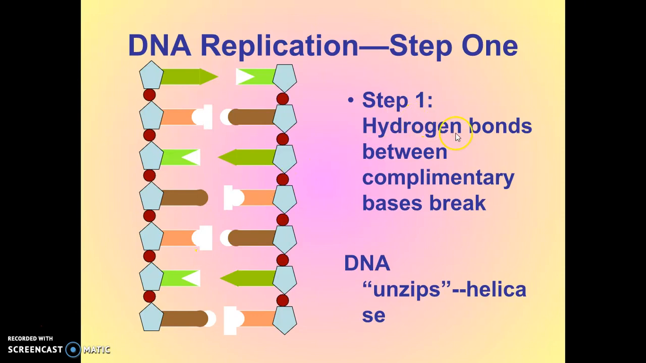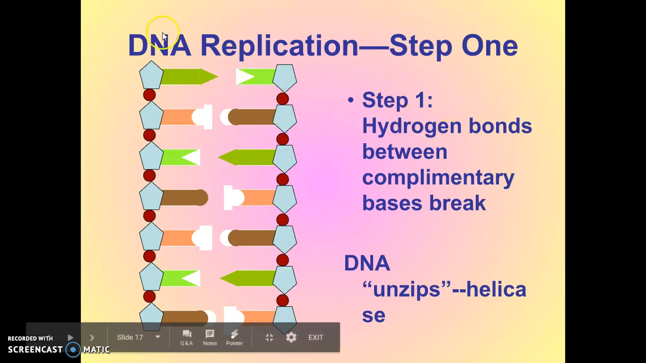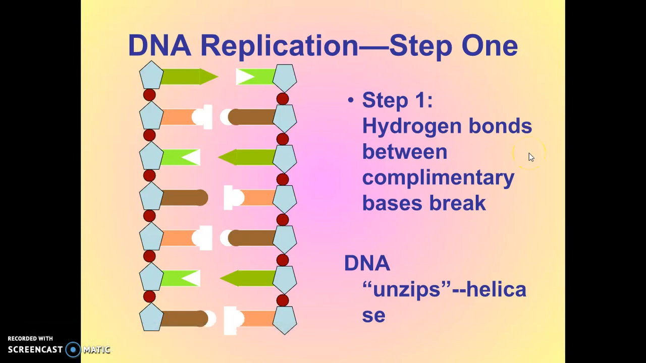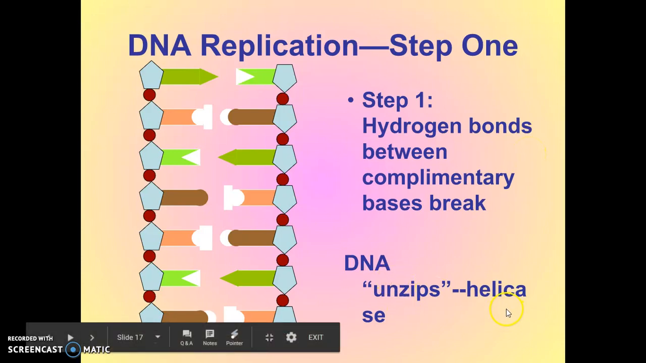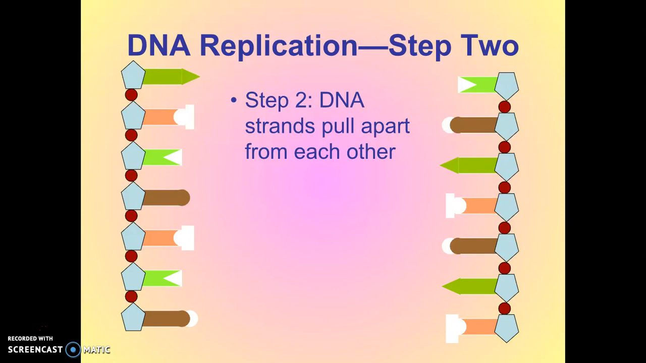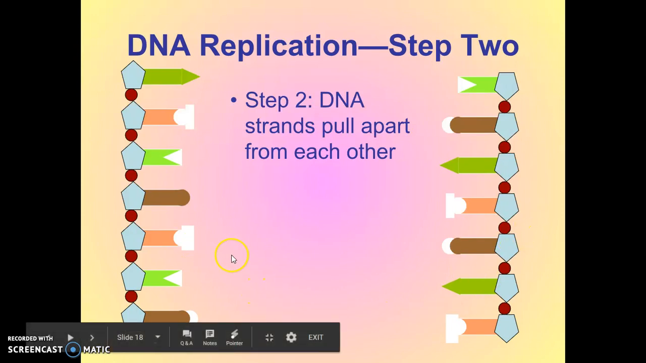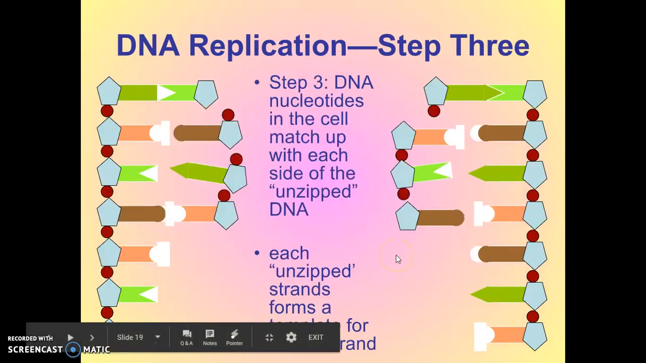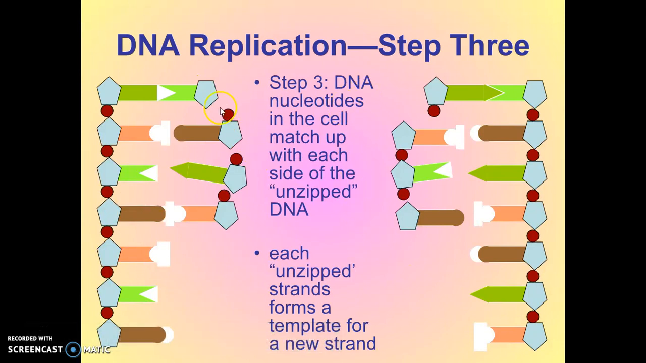And here's the first thing that happens. This is your strand of DNA, and what we've done is we've gone bloop, and we have broken the hydrogen bonds. So the bases break apart, and it is something called DNA helicase that breaks those bonds apart. Step 2, you have the strands move apart farther. Step 3, we now base pair again on both sides.